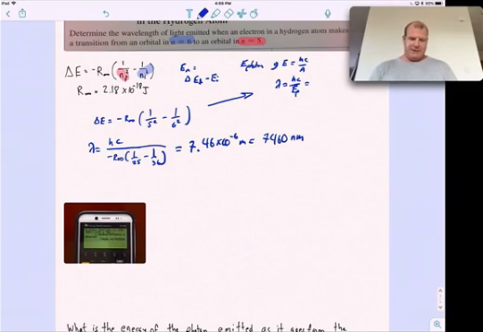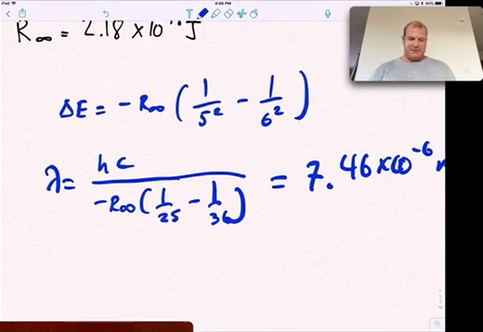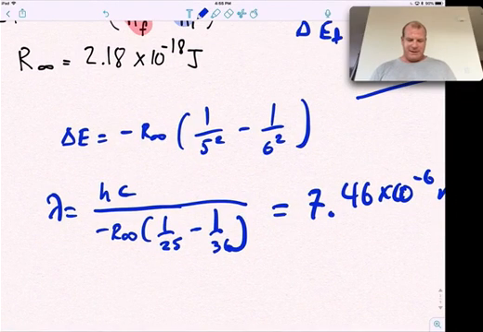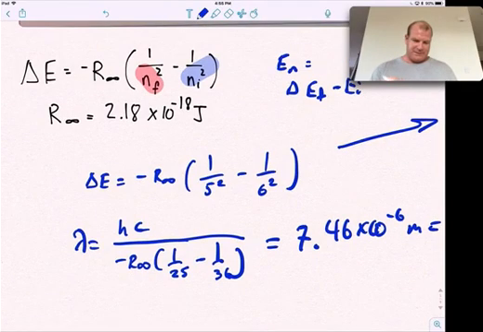And if you look at these numbers here, h is 6.626 times 10 to the minus 34, c is 3 times 10 to the 8. And then the Rydberg constant, this is times 10 to the minus 18. And then we have these terms, 1 over 25 minus 1 over 36. So, these numbers here, so 1 over 25 is, I guess there isn't a minus sign here. I should get rid of that minus sign.